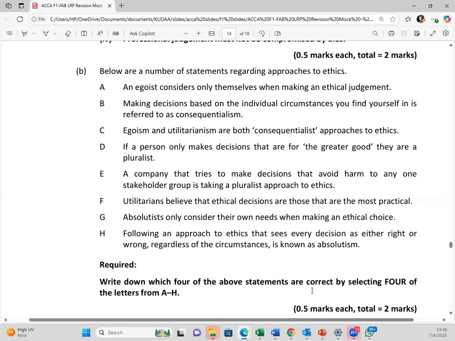Let's start with A. Is A correct? An egoist considers only themselves when making the ethical decision. Yes, if it's egoism, we are saying it's right as long as the person who has made the decision sees it as being right.